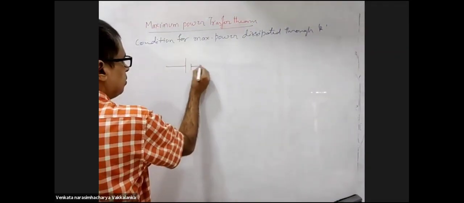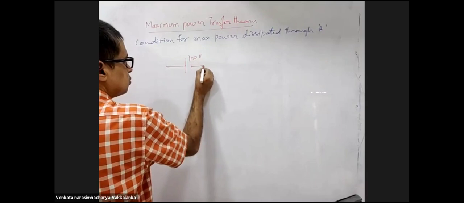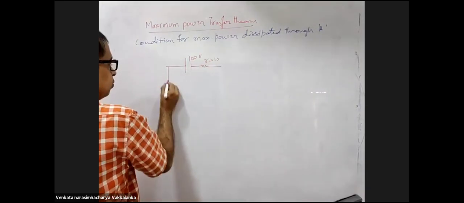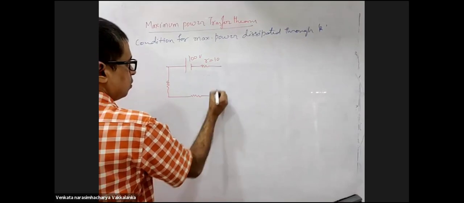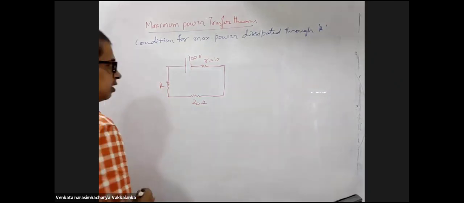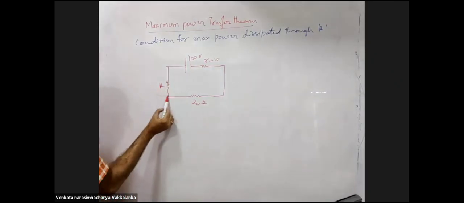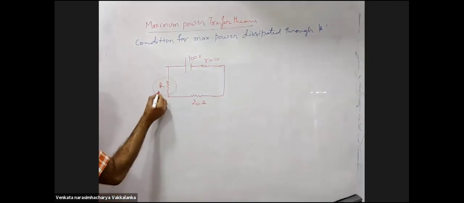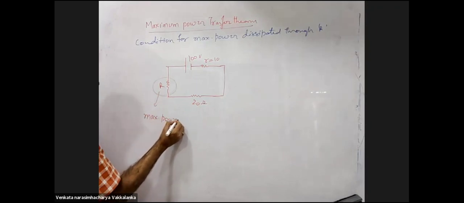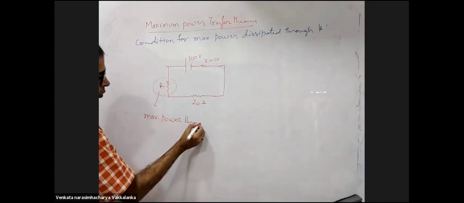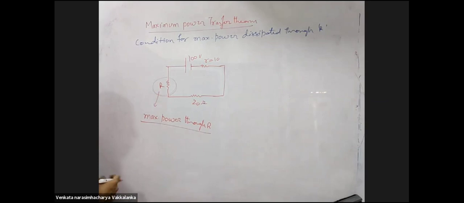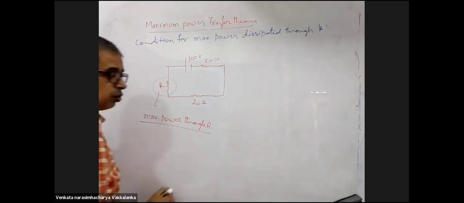Suppose I give you a battery of 100 volts, internal resistance of 10 ohms, and this is 20 ohms, this is capital R. I want to know the condition for maximum power through this. When is the maximum power through capital R?